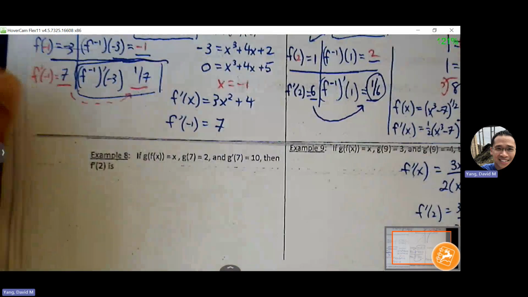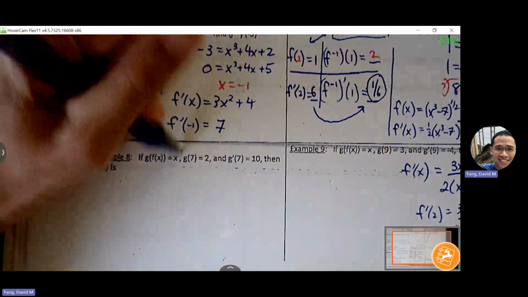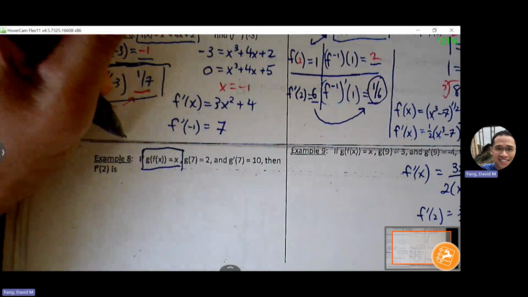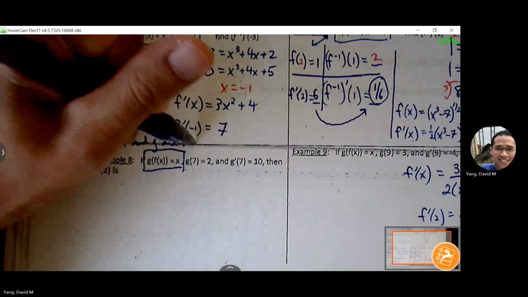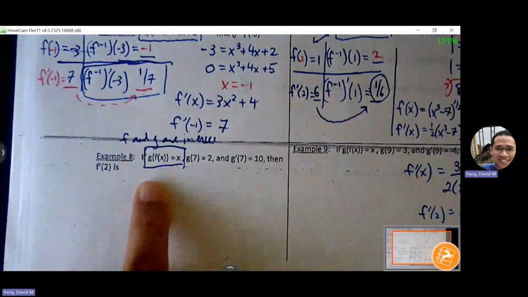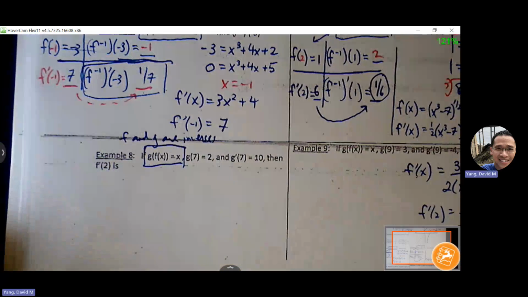Okay, example 8. It says that g of f of x equals x. So this just establishes that f and g are inverses. That's all it's saying. Whenever they give that g of f of x equals x, that just means if I plug a function into the other, they're going to cancel each other out. They're inverses of each other.